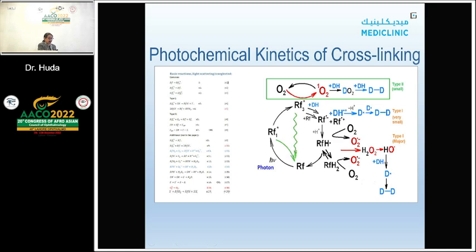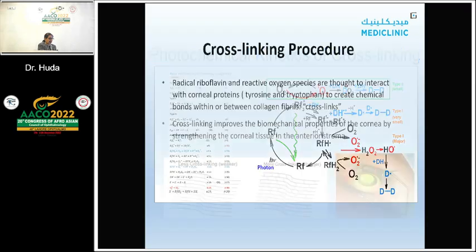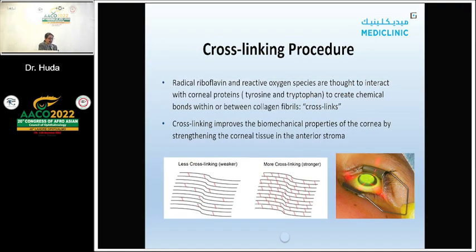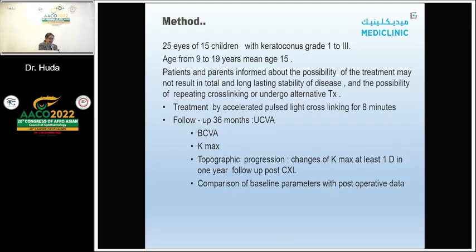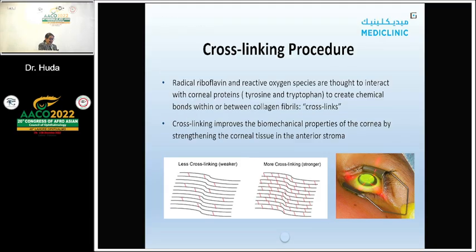The most important part of cross-linking is the oxygenation. That's how the reaction occurs in the cornea. The radical riboflavin and reactive oxygen interact with the corneal protein tyrosine and tryptophan, and that's how it leads to the cross-linking between the corneal stromal fibers, and it will lead to strengthening of the cornea.